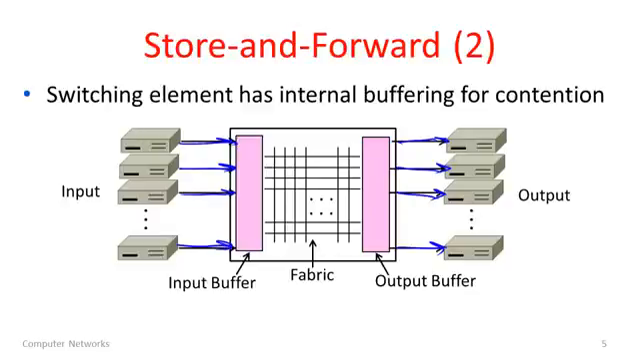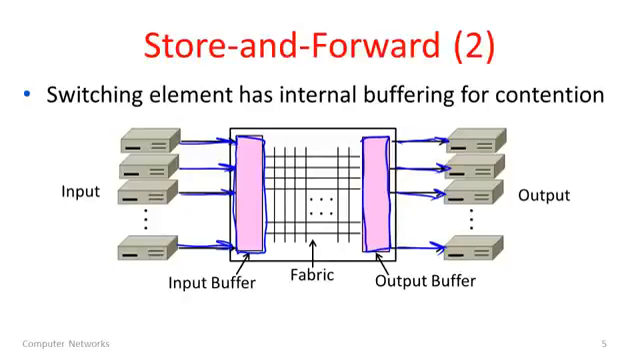Inside the box is usually a switching fabric. That's what's providing the connectivity between different input ports and output ports. And what I want to highlight here is there's also necessarily some buffering. That's these pink things here, both the input and the output.